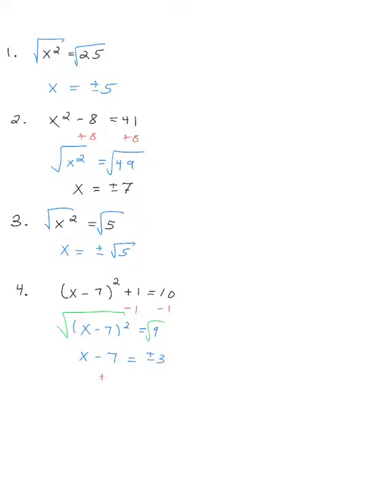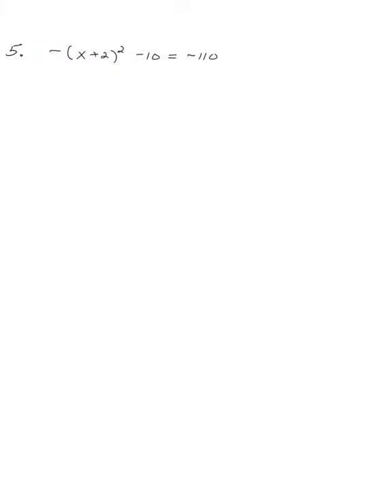I will simply add 7 to both sides, and our two solutions are x is equal to 7 plus or minus 3. So you could really break this apart into 7 plus 3, which is 10, and also 7 minus 3, which is 4.